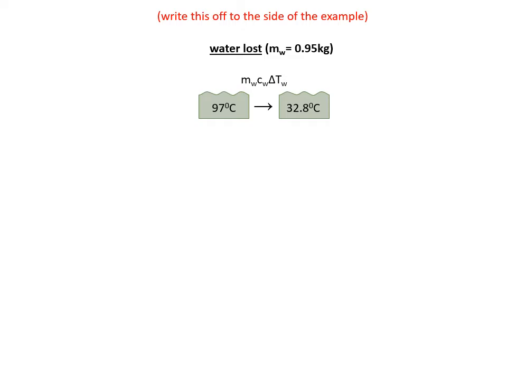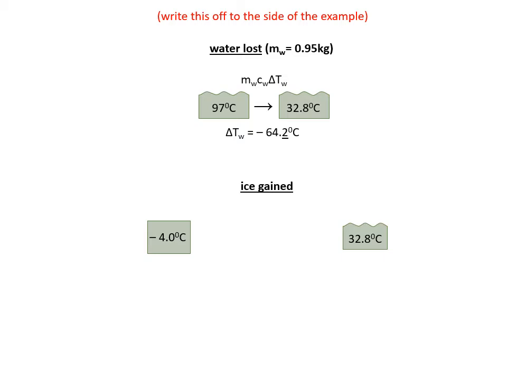Now I used the subscript of W because it's mass of water, specific heat capacity of water, and change in temperature of the water. And the change in temperature, it decreased by 64.2 degrees Celsius. Who gained heat? Well, it was the ice cube. The ice cube went from minus 4 degrees Celsius to water at 32.8 degrees Celsius.